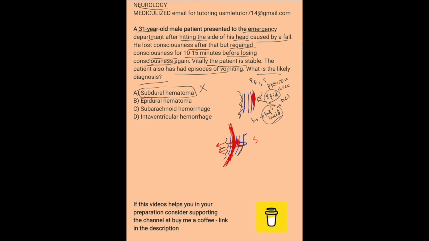So here, this is a 31-year-old, and there is a fall, and there's also a classic lucid interval that is seen in epidural hematoma. So epidural hematoma would be the correct answer. Subarachnoid, no. Usually subarachnoid can be seen with ADPKD, autosomal dominant polycystic kidney disease, where there are aneurysms that can rupture. It can also be seen in hypertensive patients, but the lucid interval is not characteristic.